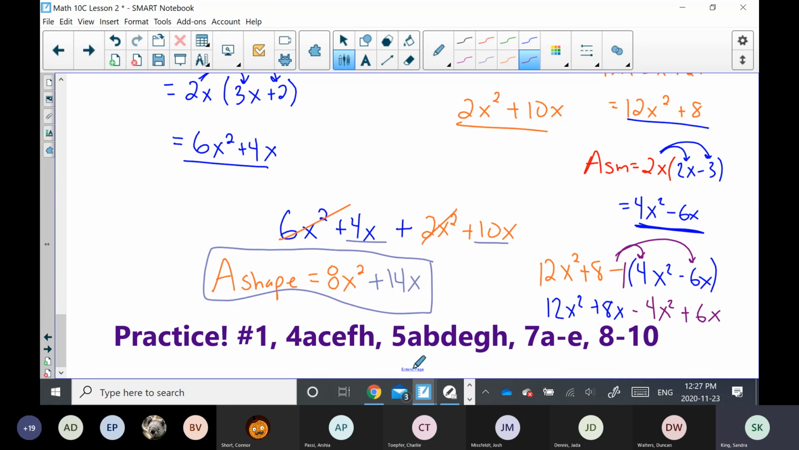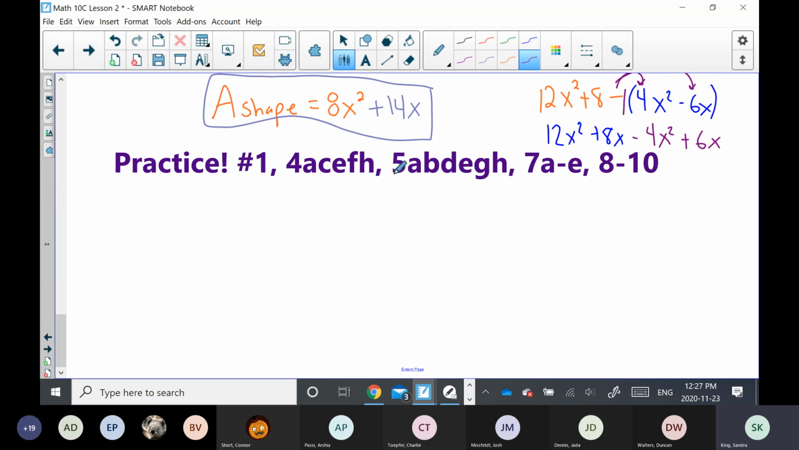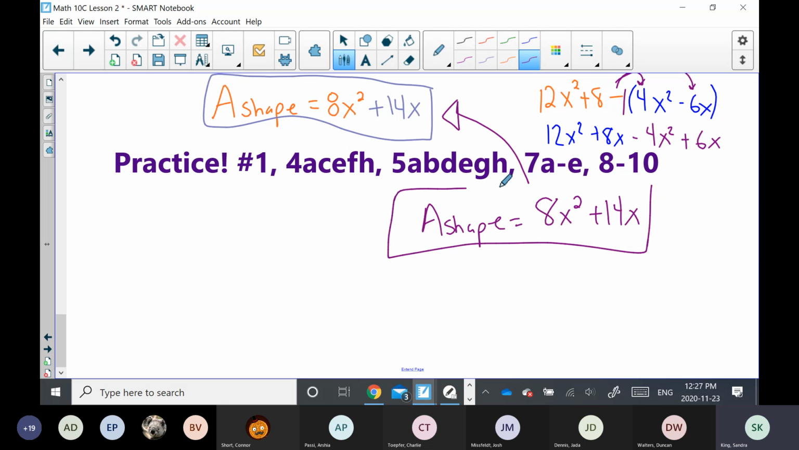From here, let's join our like terms together. 12 minus 4 is 8x squared. And then 8x and 6x is 14x. This is the exact answer that we got up there for the area of my shape. So there are 2 different ways that you could do it.